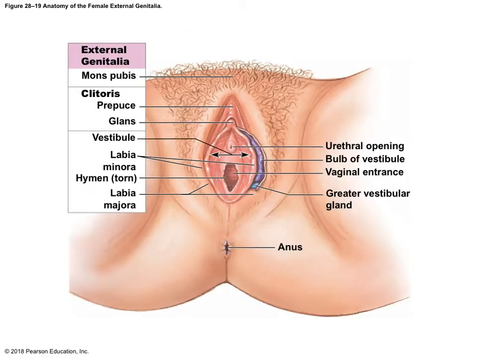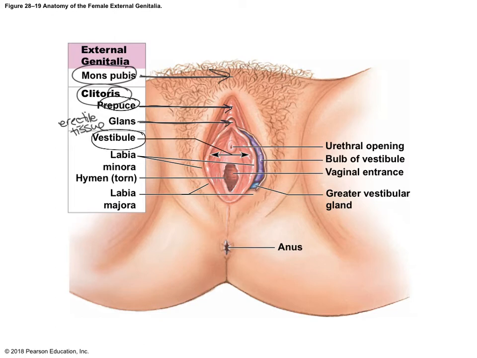The external genitalia consists of the mons pubis, which is the area where pubic hair grows. It also contains the clitoris, and the clitoris is a gland that's the erectile tissue, similar to the erectile tissue in the male penis. The protective flap of skin over the clitoris is called the prepuce. And then just posterior to the clitoris is the vestibule.